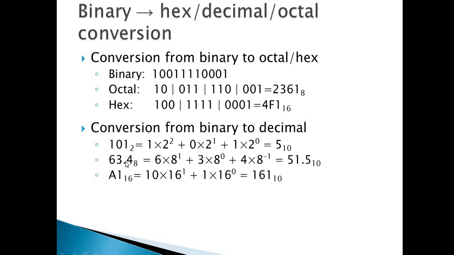So after the decimal point, 4 will be multiplied with 8 raised to -1, 3 will be multiplied with 8 raised to 0, and 6 will be multiplied with 8 raised to 1. So after the decimal point, the power will be negative, and before the decimal point, the power of 8 will be positive. Again, for the least significant bit, the power will be 0. Similarly, I will get the equivalent as 51.5 in decimal.